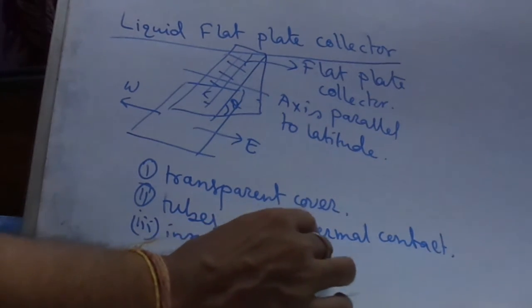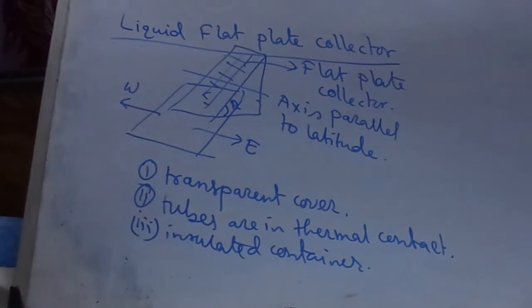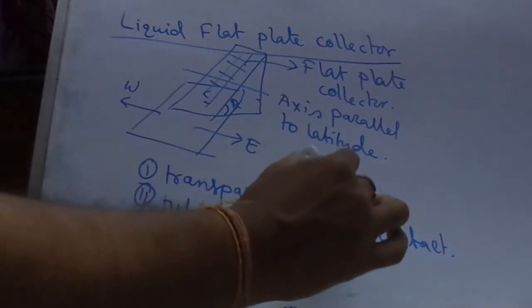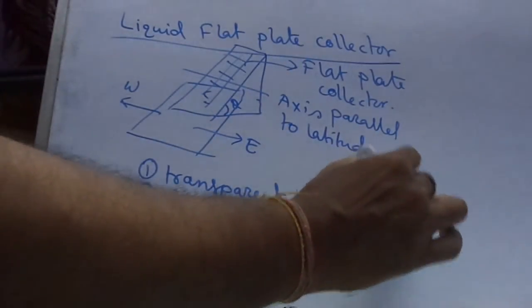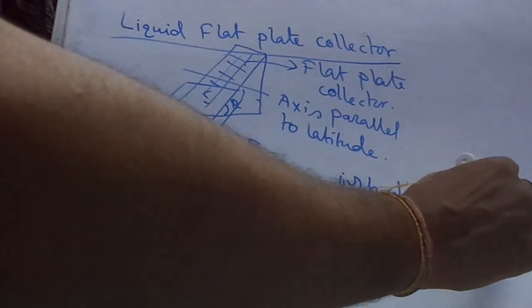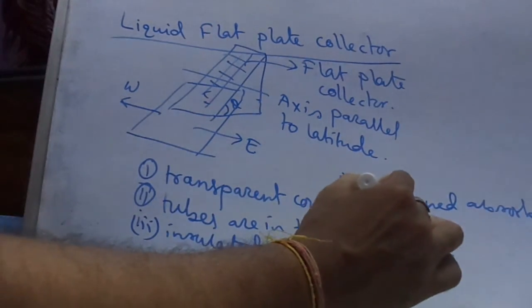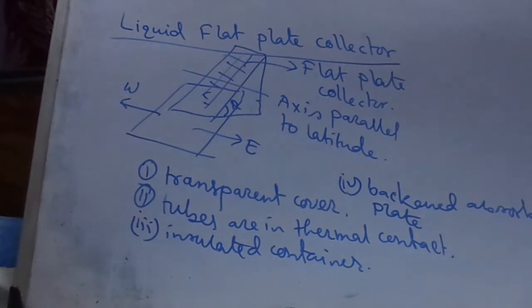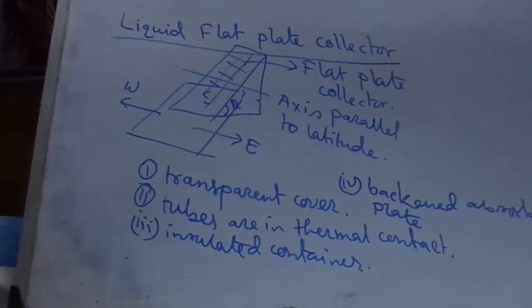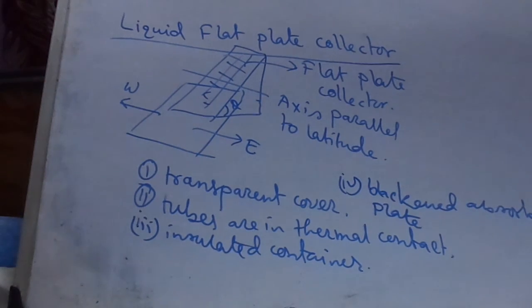Fourth one is the black absorber plate, usually made of copper or aluminium or steel.